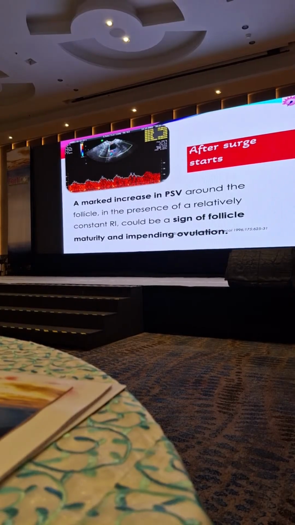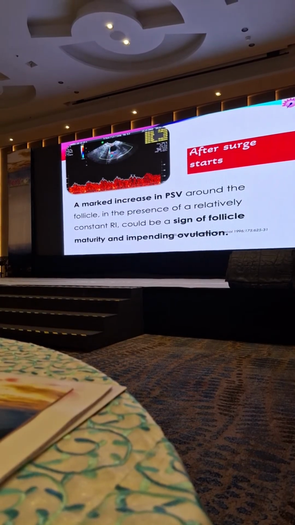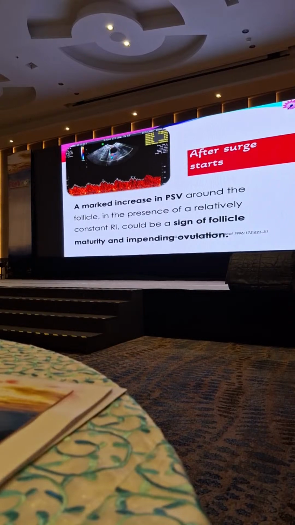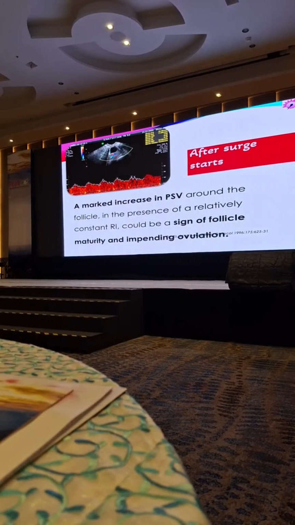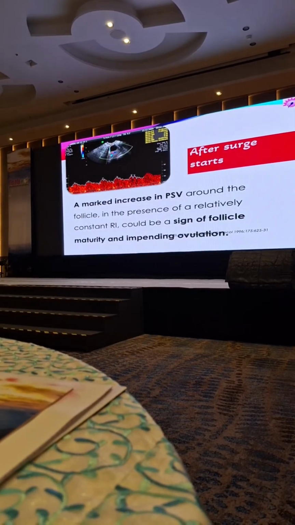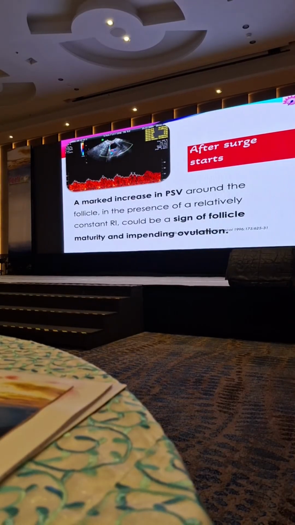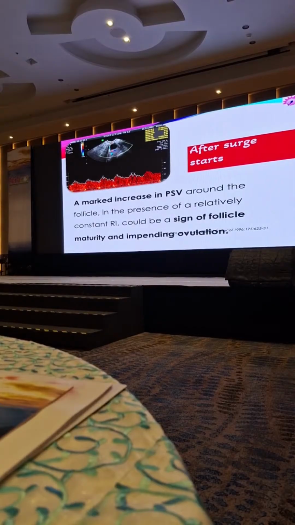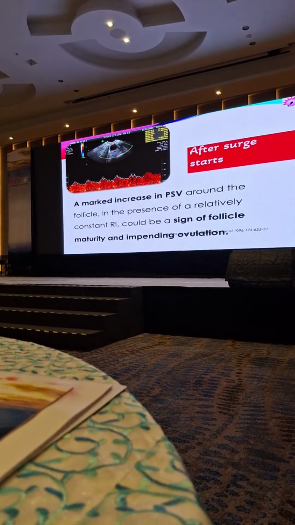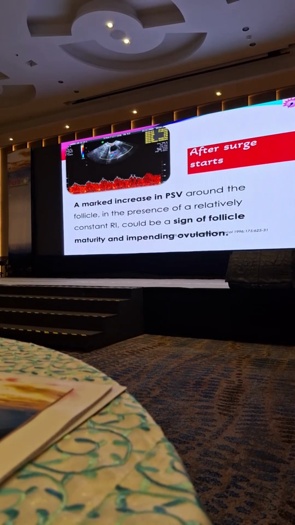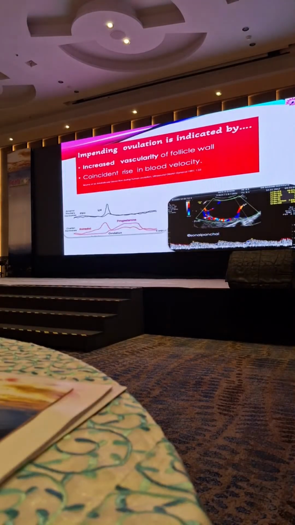I told you that the endometrium is a receptor organ to estrogen and progesterone. So the progesterone effect will be seen on the endometrium, and the effect of the surge will be seen on the follicle. The parameters that I told you about the follicle and endometrium are till the day of the surge. But what if the surge starts? After the surge starts, what happens?